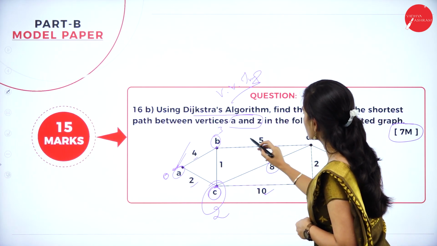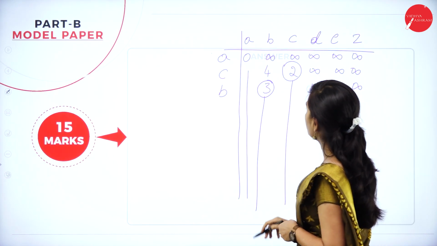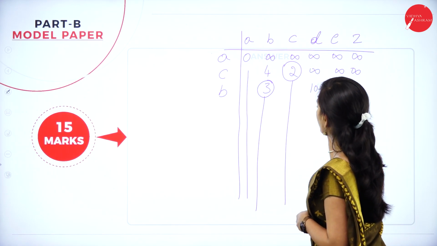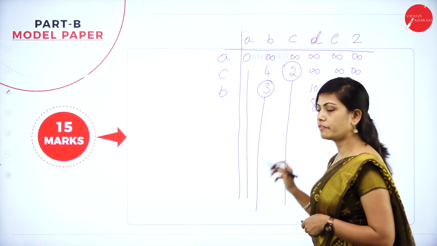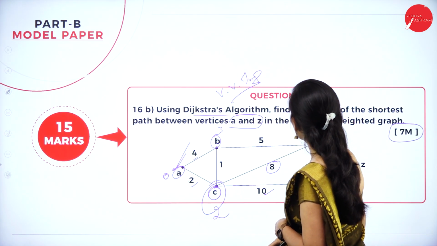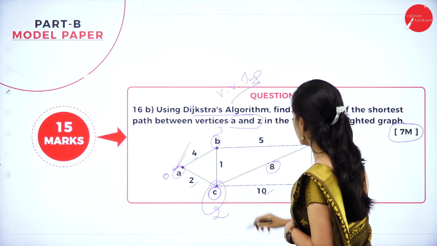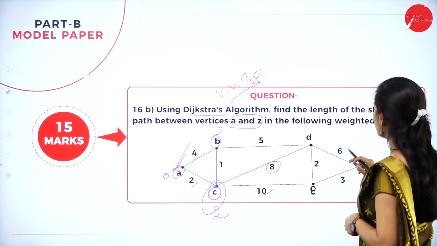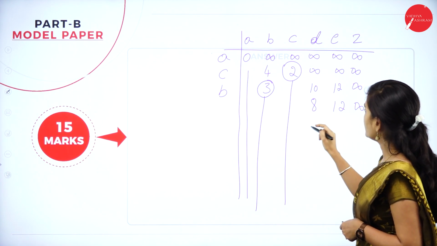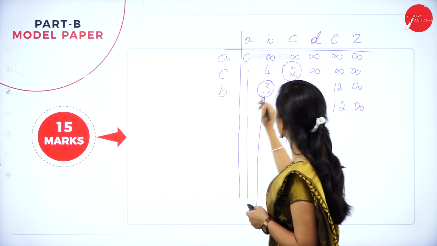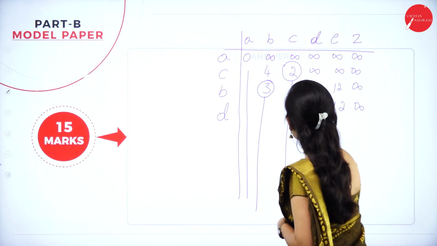B to D is 3 plus 5, it is 8. So 8 and 10, 8 is the least value. So I've written 8. And B to C is already visited, and B to E is not there, Z is not there. Again, as it is, I'll write. So the least value is 8, so it comes under the path D.